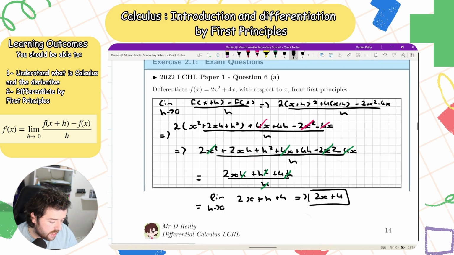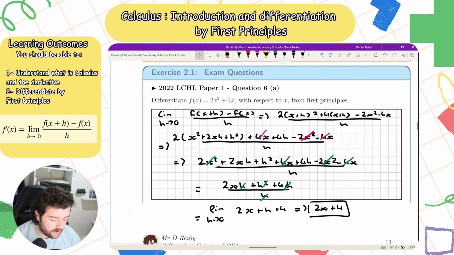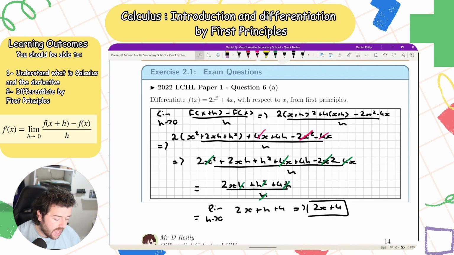That is my derivative. So I can now find the rate of change of this function at any given moment here. And I think that's it for today's video. There's no need for me to do every question here because it's all very repetitive in nature.